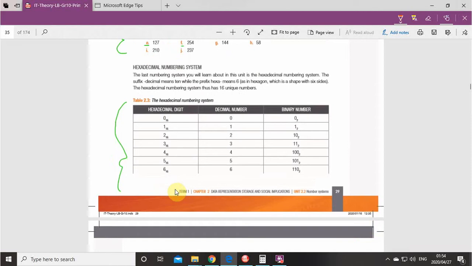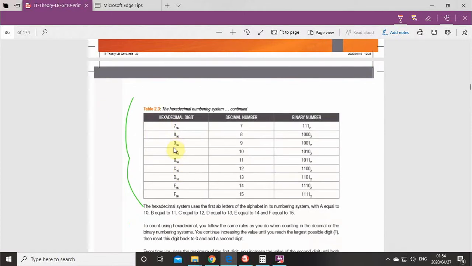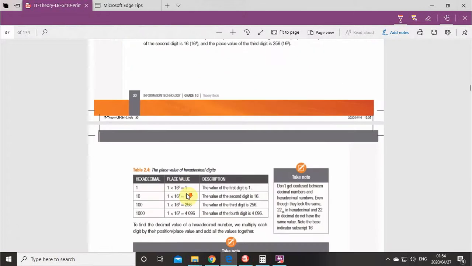Okay, next up we've got the hexadecimal. Hexadecimal has 16 numbers, so it is to the base of 16. It goes from 1 to 9, and when it gets to 10 it gets replaced by an A, and then 11 becomes B, 12 becomes C, 13 D, 14 E, and 15 F. Quite easy.